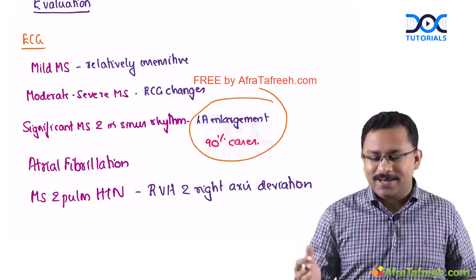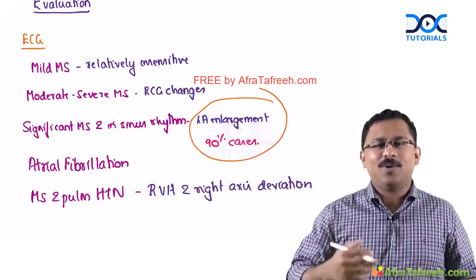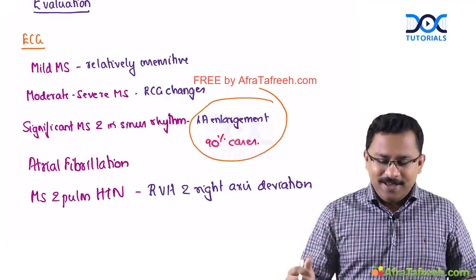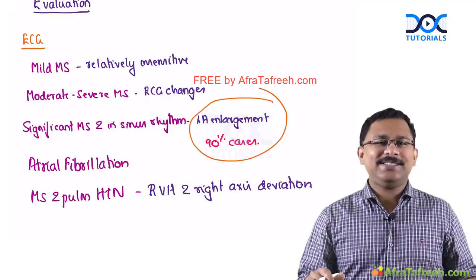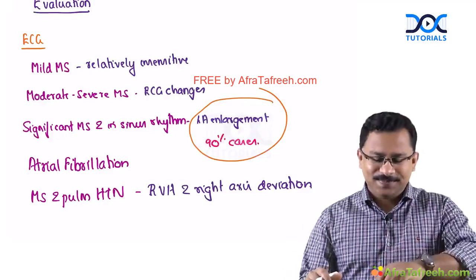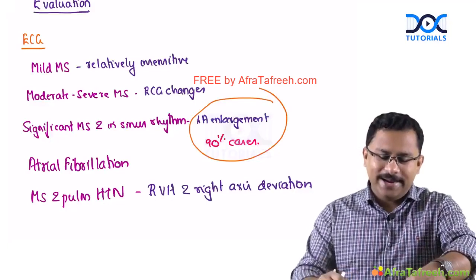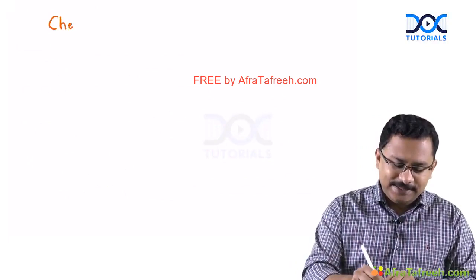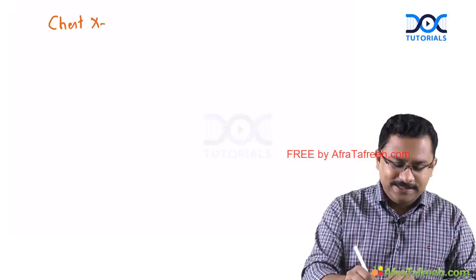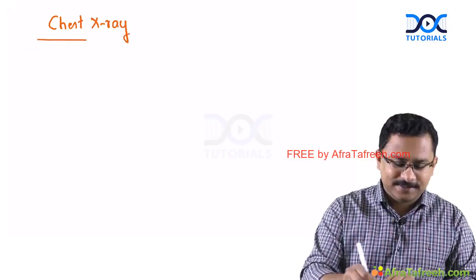The features of LA enlargement, the ECG appearance, we have discussed in the ECG module, so you can go back to that where I have discussed what all changes happen. All right, so that is about the ECG changes in case of mitral stenosis. Then let's move ahead and discuss the chest X-ray findings.